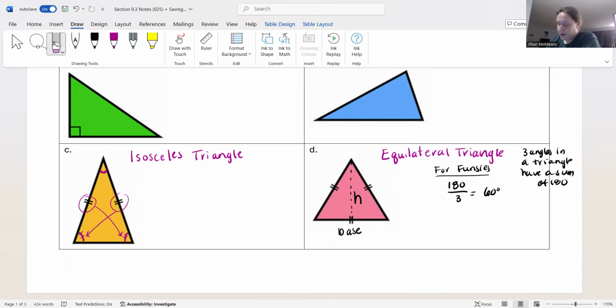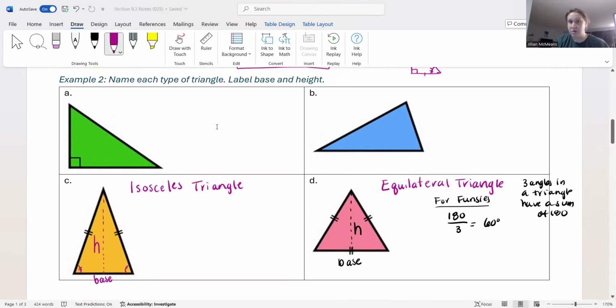Okay. Now let's erase some of that work in here so that we can build our base and our height. I'm going to keep these two angles. Now the triangle is sitting on its base. And then just like in the equilateral, if we go perpendicular from the highest point down to the base, we get our height.